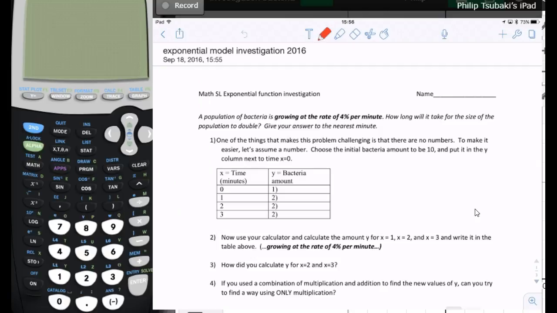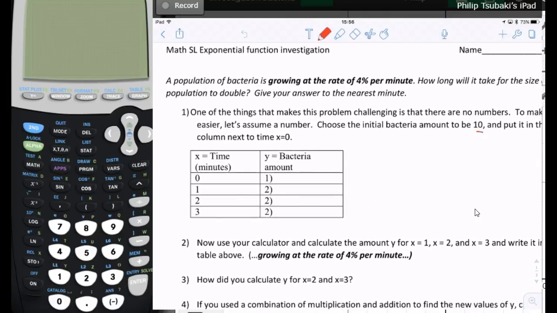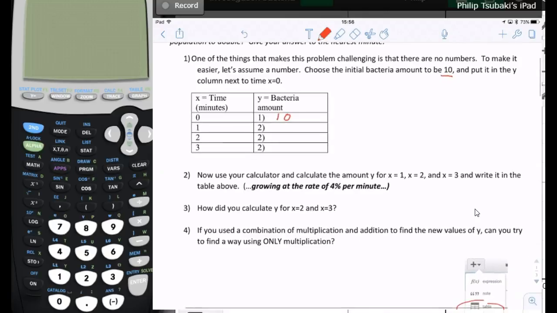So, first thing it says is, let's start with a number instead of not having a number. The number we're going to start with is 10, so we're going to put 10 as the initial amount of bacteria. And then in number 2, it asks you to use your calculator to figure out the amount of bacteria at time equals 1, time equals 2, and time equals 3.